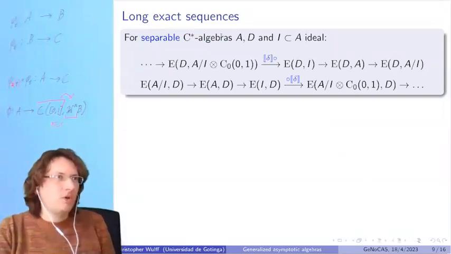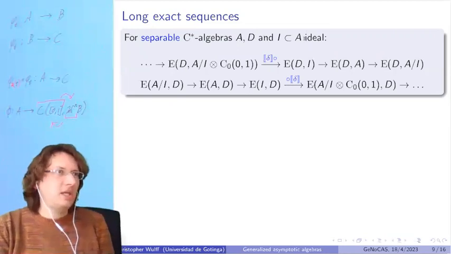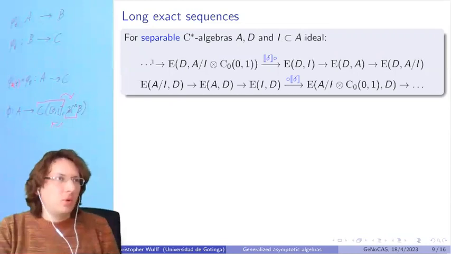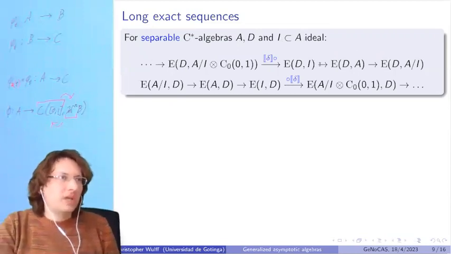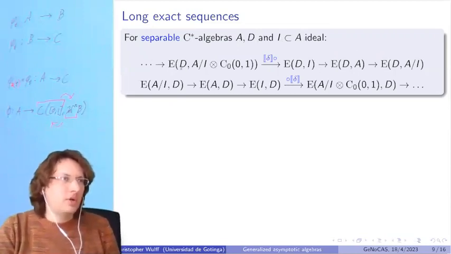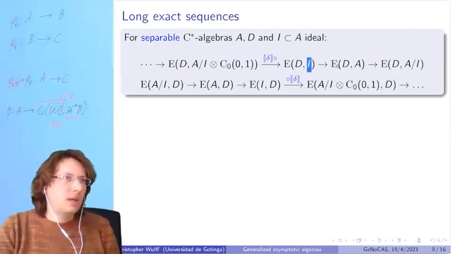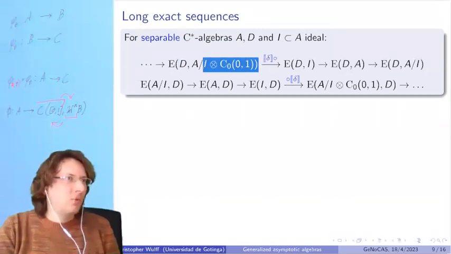So assume we've got separable C-star algebras A, D and then an ideal I in A. Then there are two long exact sequences. In the first one, we fix in the first component always the C-star algebra D. And in the other component, we have the maps induced simply by the maps from I to A and then into the quotient here. And we can extend the sequence to the left where the suspension appears.